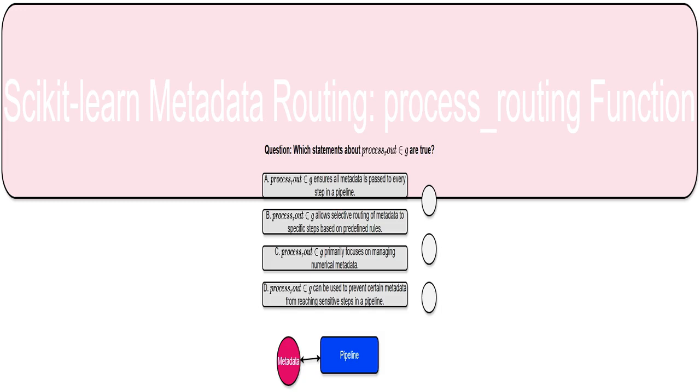This line introduces the topic. Scikit-learn's utils.metadata_routing module and its process_routing function. We'll be focusing on understanding how this function handles metadata within machine learning pipelines. Think of metadata as extra information attached to your data, like labels or descriptions. The process_routing function helps us control where this metadata goes.